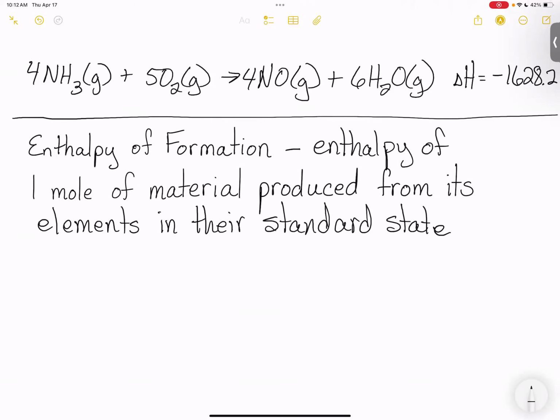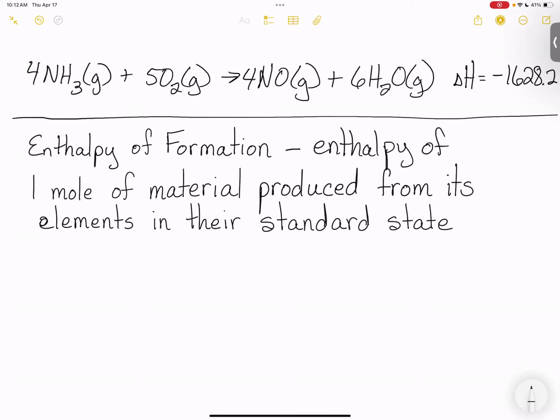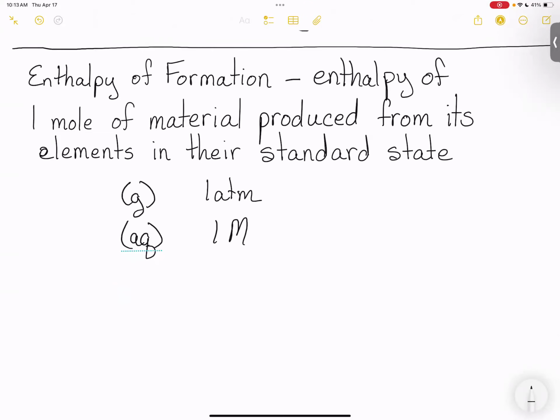What do we mean by standard state? Well, solids and liquids are just straight out whatever they are. But a gas, it means that it is under 1 atmosphere. And a solution means that it is 1 molar in concentration. So for example, I would combine 2 hydrogen gases, because that is the standard state for hydrogen, plus 1 carbon solid to make CH4 gas.